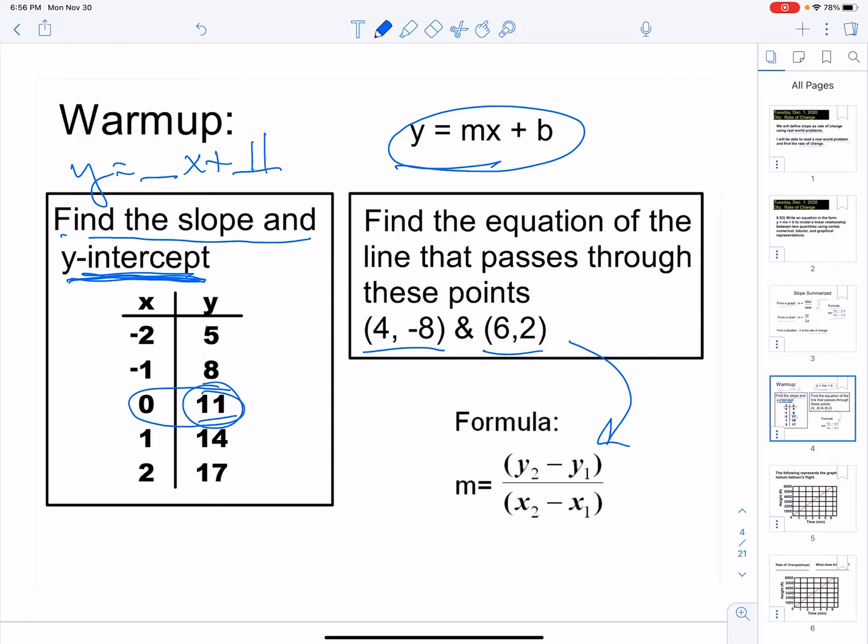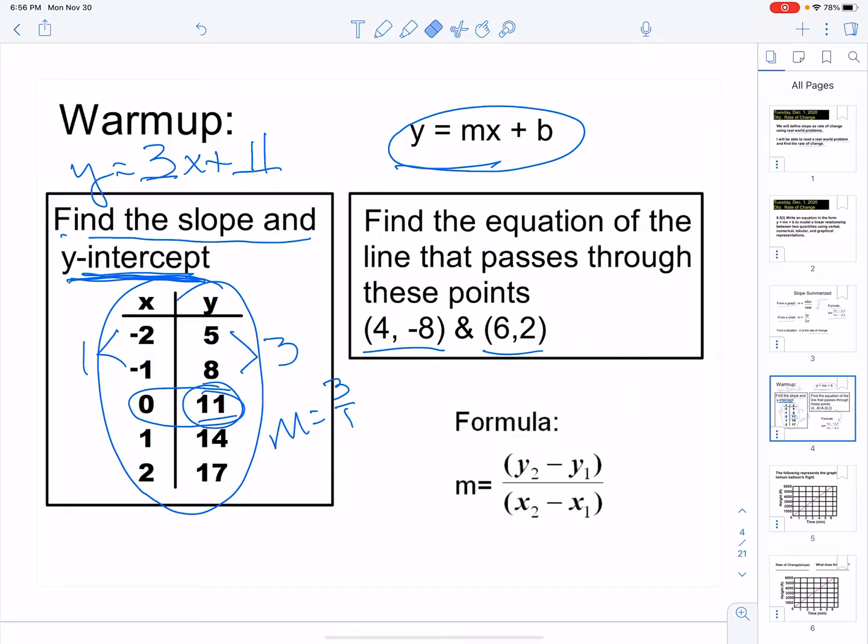Now to find slope, we know that is our pattern. Our delta y, which is 5 to 8, is 3. So it's increasing by 3, divided by delta x. -2 to -1 is 1. So our slope is m equals 3 divided by 1, which is just 3. So the equation of the line that would make this T-chart is y is equal to 3x plus 11. Now let's see if we can do this other one.